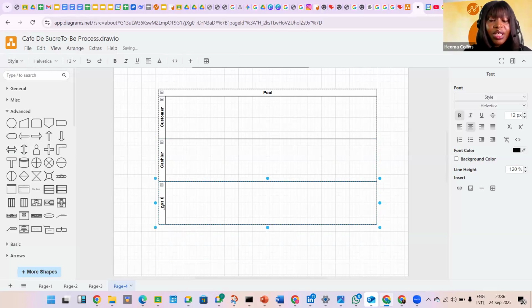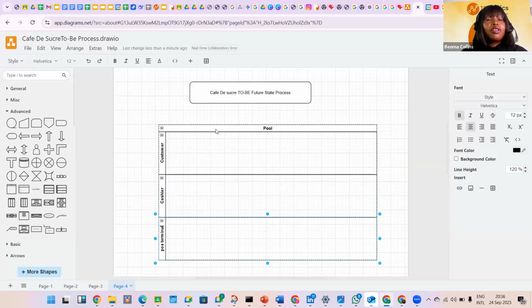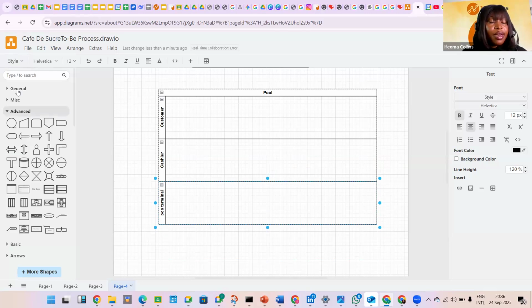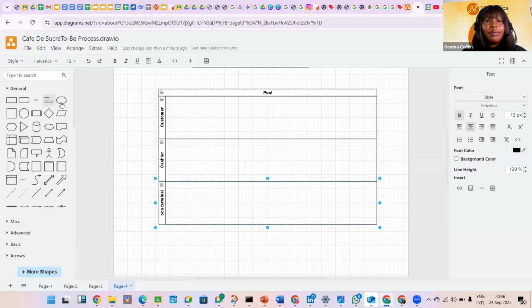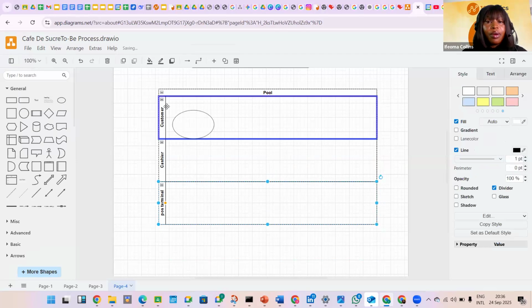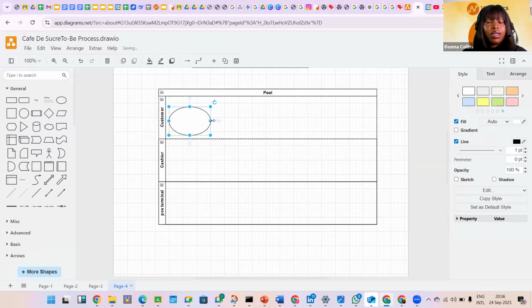So as a business analyst, you need to have critical thinking and analytical skills. As they're telling you what their current process is, you're already thinking in your head ways to improve this process, right? So let's start with the customer, okay? Let's go back to general. To start the process, you use the ellipse shape, all right? So I'm going to reduce this. The ellipse is for start and end. You use this to start and end the process.